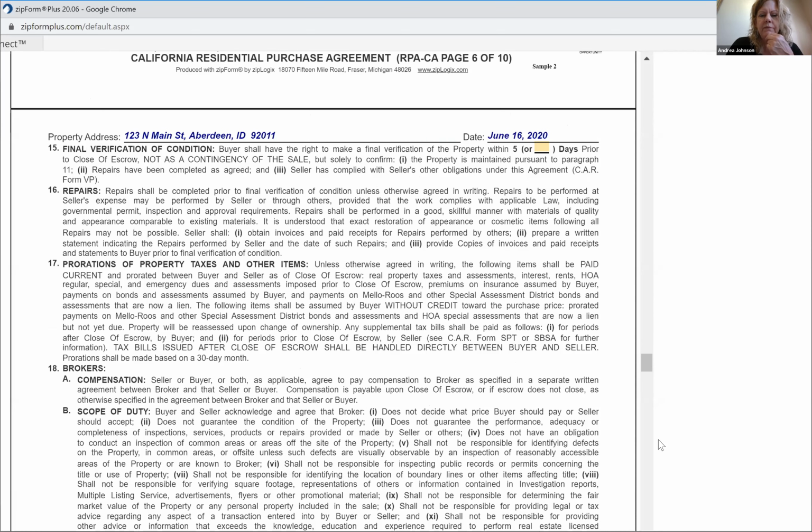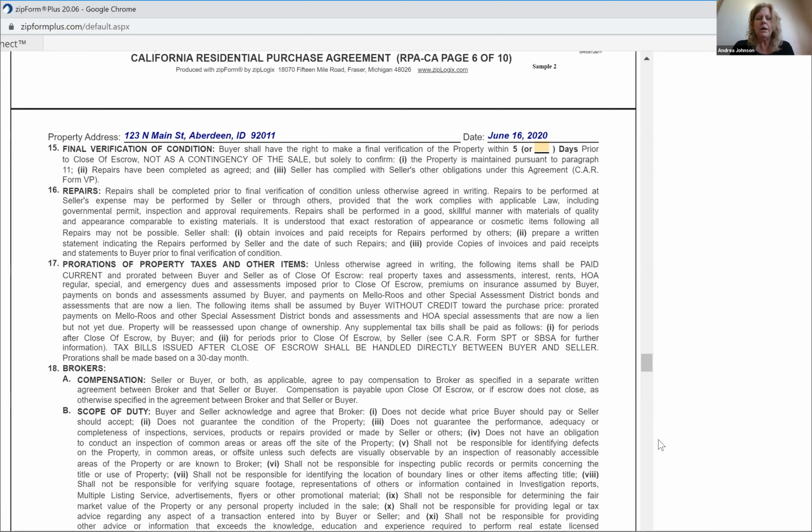Buyer shall have the right to make final verification of the property within 5 days prior to close of escrow, not as a contingency of the sale, but solely to confirm that the property has been maintained pursuant to paragraph 11, which is, it's maintained in substantially the same condition it was in at the time of acceptance. Any agreed upon repairs have been completed as agreed, and seller has complied with seller's other obligations under this agreement. And the form that we use for this is CAR form VP, which is verification of property condition.